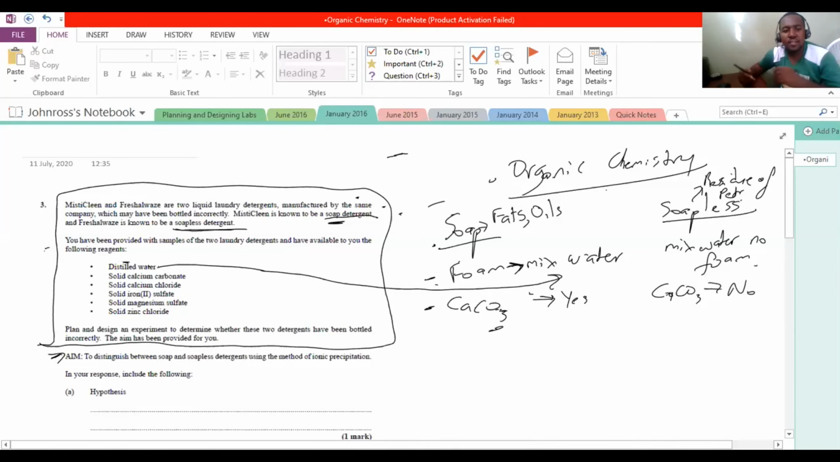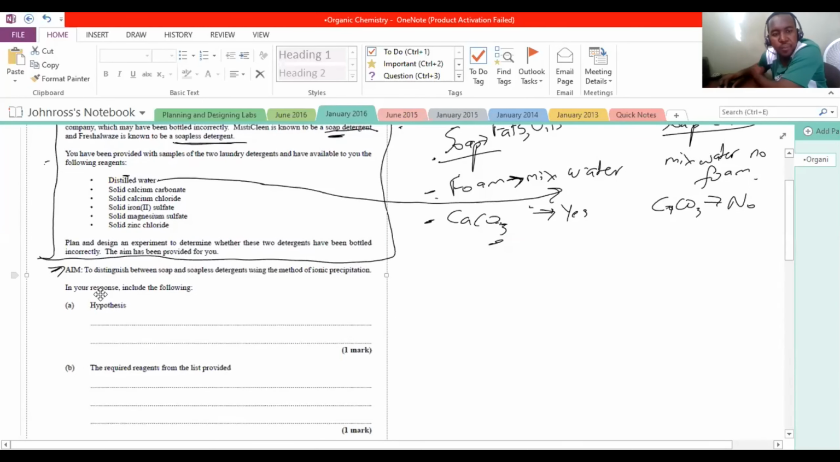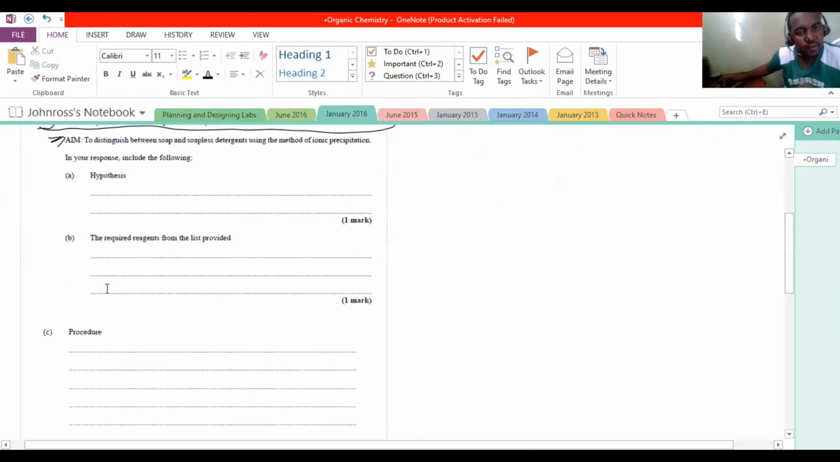All right, so now let's look at our questions. What's a hypothesis that we can use for this here? So remember, hypothesis and aim, they link very close. So they give us the aim. We're distinguishing between soap and soapless detergents using the method of ionic precipitation. So what could be a hypothesis that we could use here to distinguish between soap and soapless detergent?